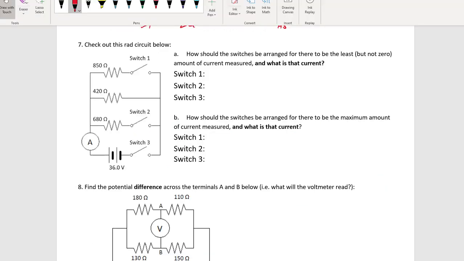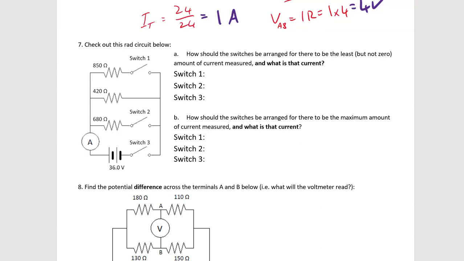Okay, question 7's got this circuit, and it's asking how should the switches be arranged for there to be the least amount of current measured. So for that to happen, we need to have the most resistance, which means we only want to have switch 3 turned on. So when switch 3 gets turned on, that means the current will effectively only go through one of these resistors. So that means switch 3 should be on and the other 2 should be off.